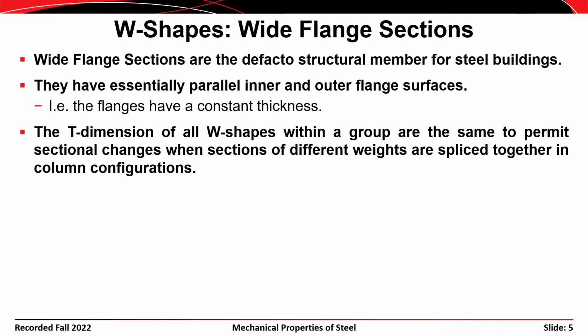There's another characteristic about W shapes that makes them quite well suited for building design. That is, the T dimension of all W shapes within a given group is the same, so that it permits section changes with different weights that when spliced together have a common inside surface for the flanges.